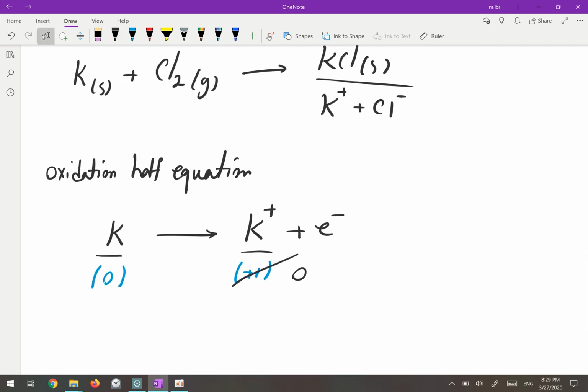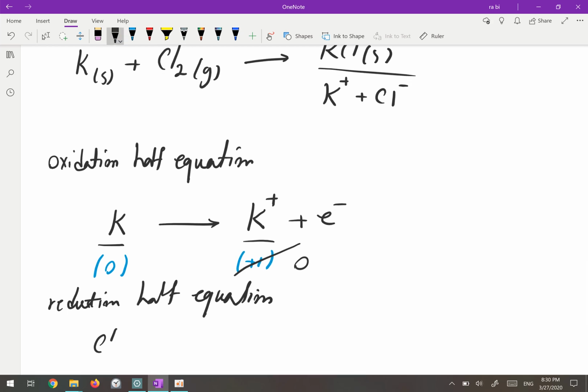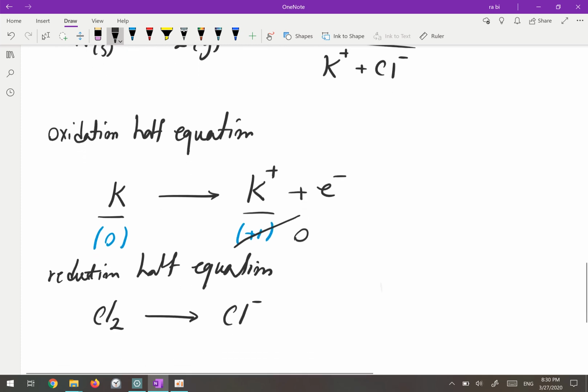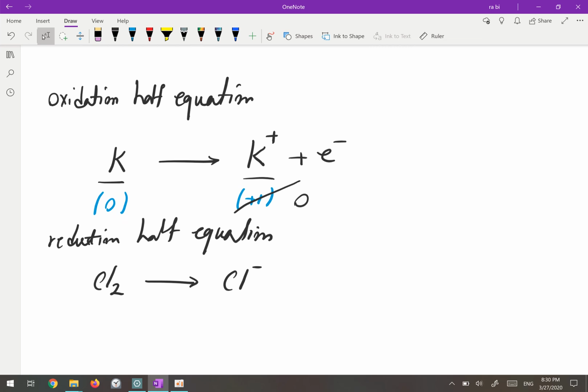Now I want to write the reduction half equation. What do you have on the left side? I have Cl2. It is converted to Cl minus. Okay, let's balance this equation. The first step is to balance the mass. On the left side, I have 2 chlorine atoms. On the right side, I just have 1. So if I want to make them equal, I need to put the coefficient 2 here. Now the mass is balanced.